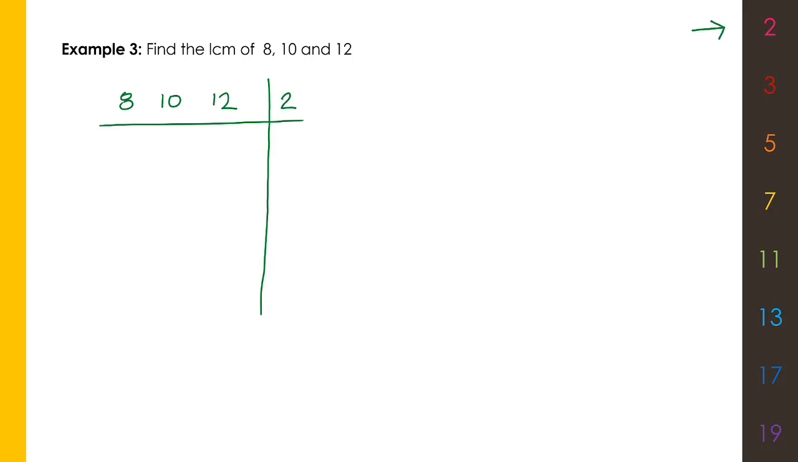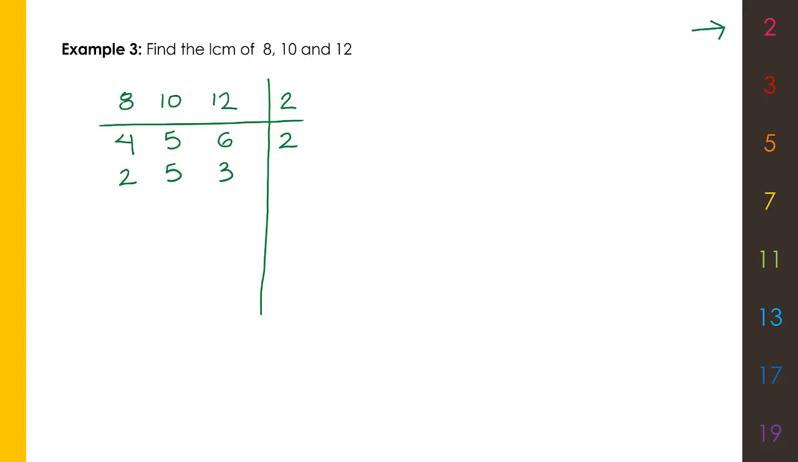8 over 2 gives us 4. 10 over 2 is 5. 12 over 2 is 6. We continue dividing over the smallest prime. 4 over 2 is 2. Now 5 can't be divided over 2. That means that we are going to keep the number 5. And 6 over 2 is 3.